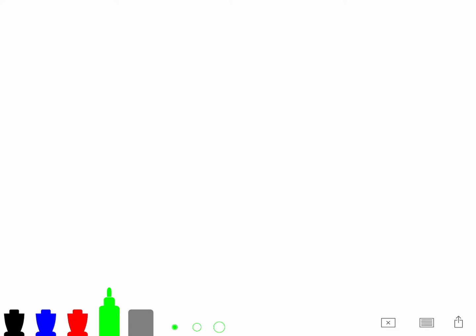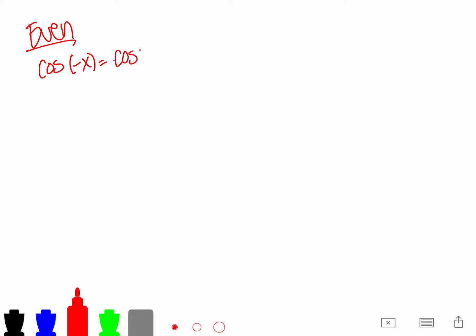We're going to take a look at how you can use your even and odd identities when finding exact values on the unit circle. So to remind you, your even identities are your cosine and its reciprocal. So the cosine of negative x is the same thing as the cosine of x. Remember that this has y-axis symmetry.